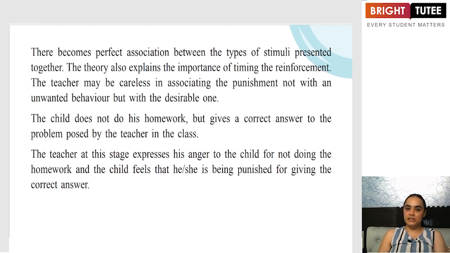So with this, my dear students, we've come to the end of classical conditioning theory. I'm going to pause here now, and in my next lecture, I will discuss with you Skinner's operant conditioning theory.